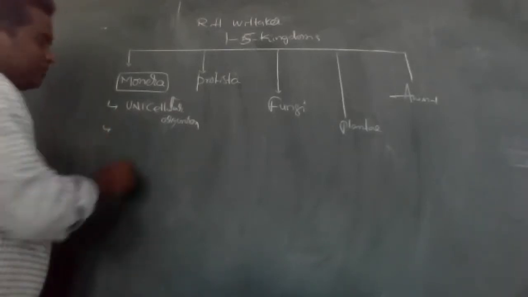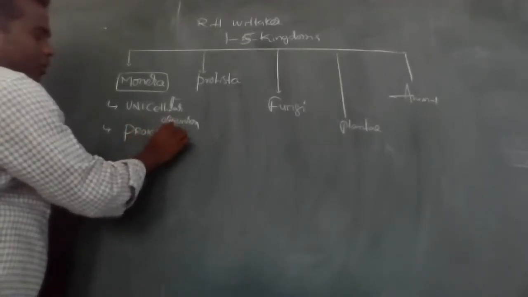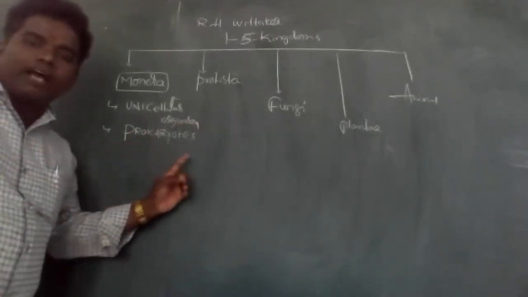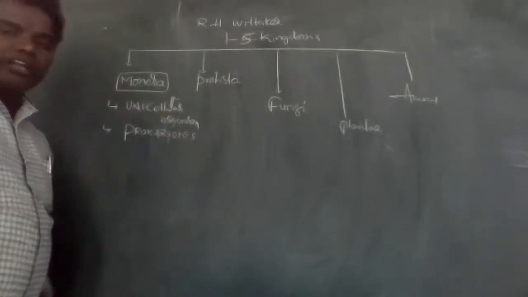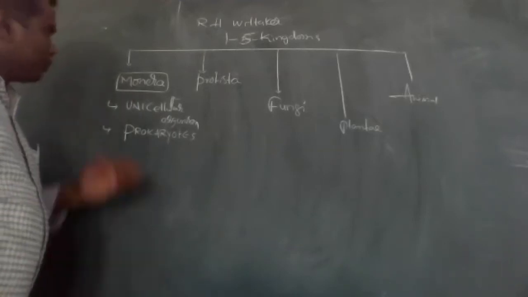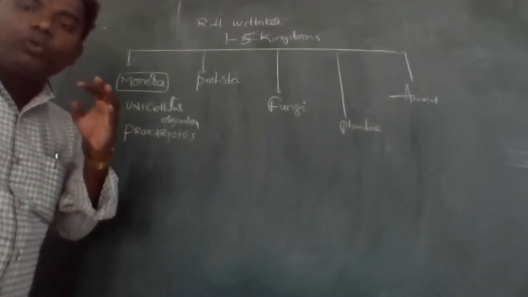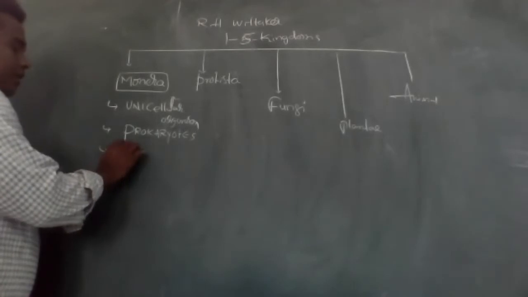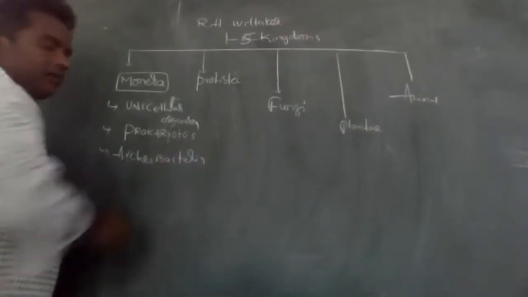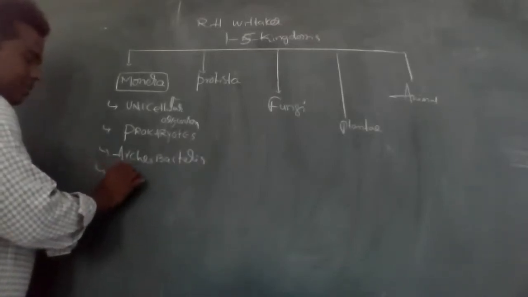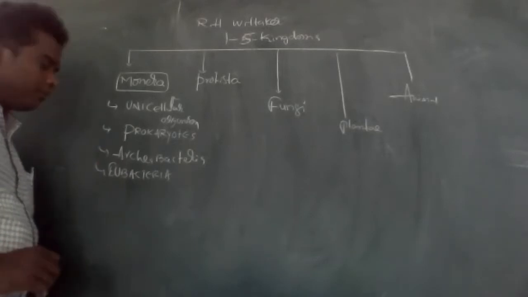And these unicellular organisms are called prokaryotes. Unicellular organisms and prokaryotes are there. I think you already studied this at intermediate level. Mainly in the molecular domain, mainly Archaebacteria and Eubacteria. What are Archaebacteria? Archaebacteria and Eubacteria are examples.